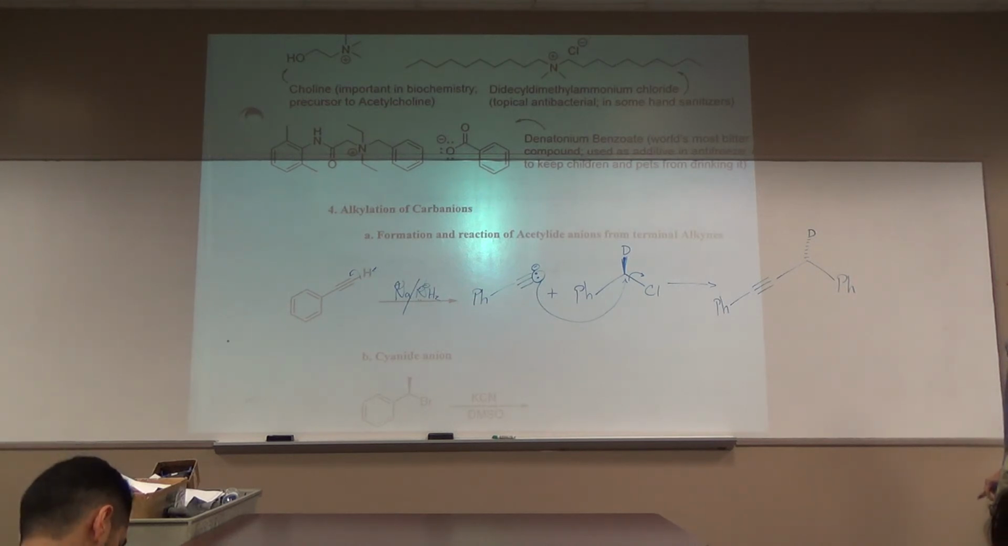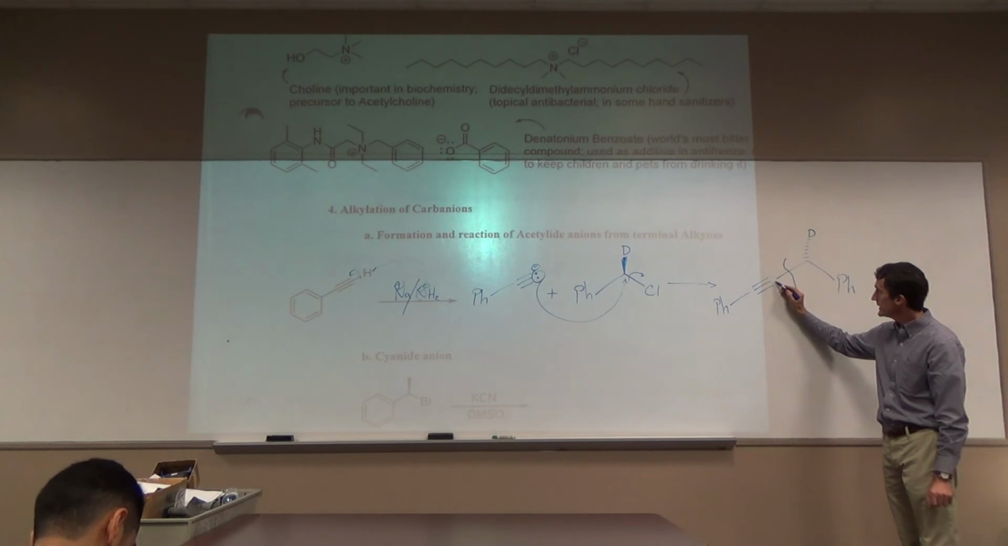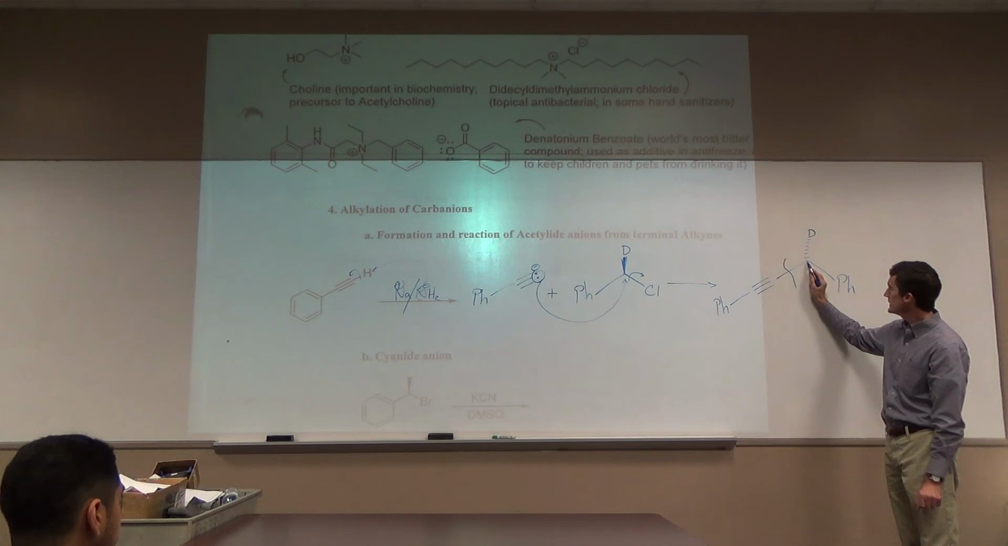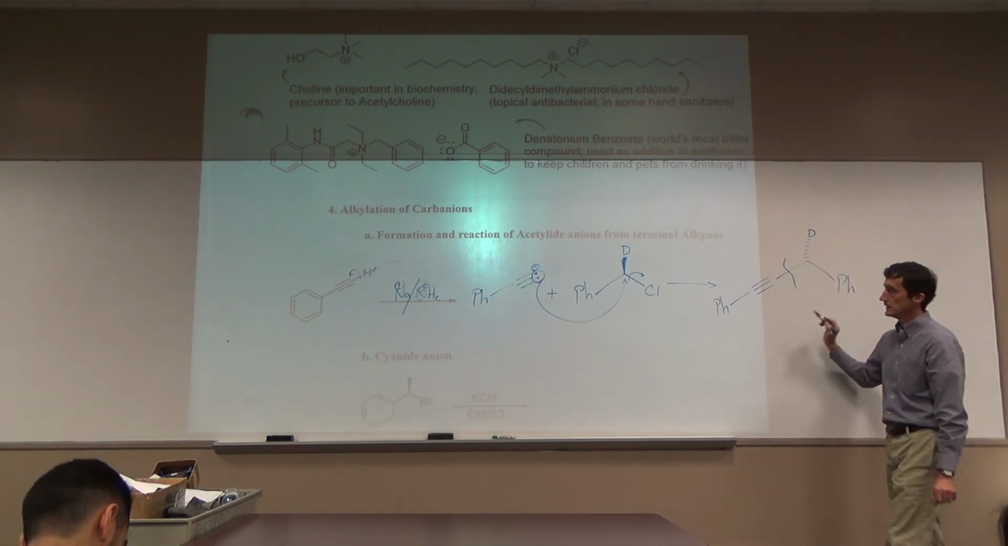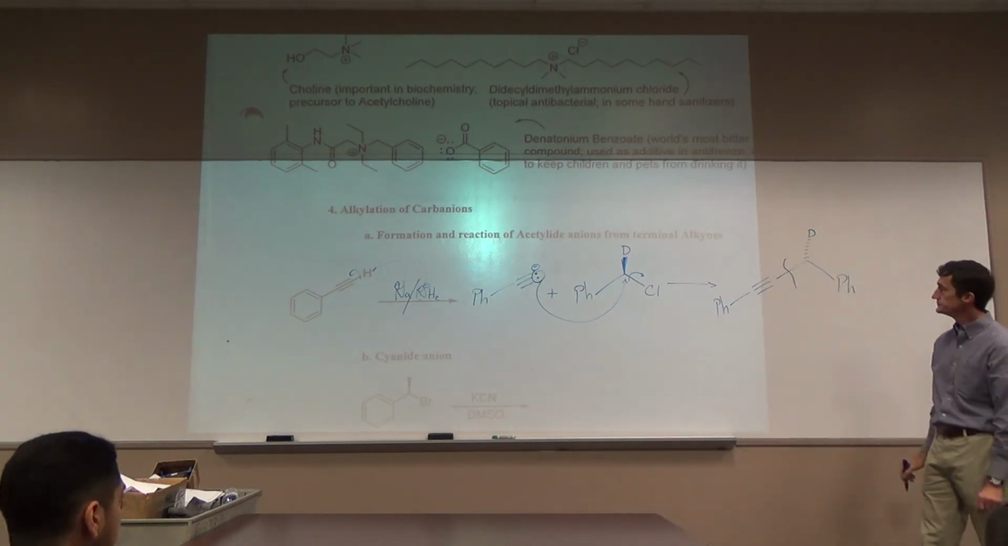Is that right? Which bond did we just make? Right there. That was the carbanion, now bonded to the carbon that had the leaving group on it. The carbon with the leaving group also had the D and the phenyl. We made that bond right there.